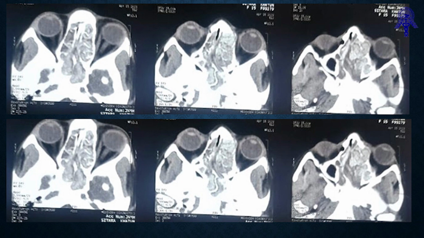See the double density signs occupying here. In this particular case, it is extensive fungal rhinosinusitis involving both the sphenoid sinuses and the bilateral ethmoid sinuses. But generally for your practical purpose, it is generally unilateral, on one side only. It's a heavily loaded disease. So next.